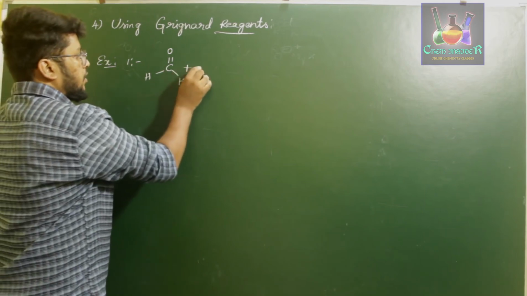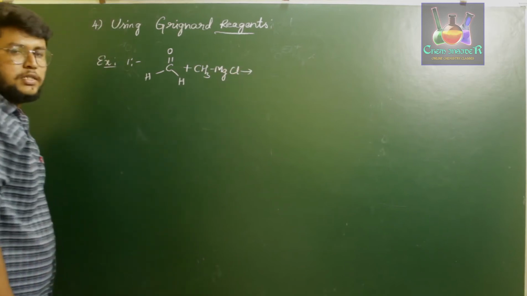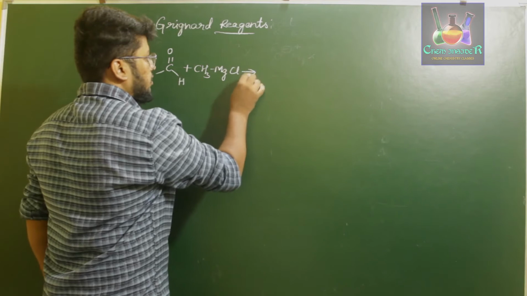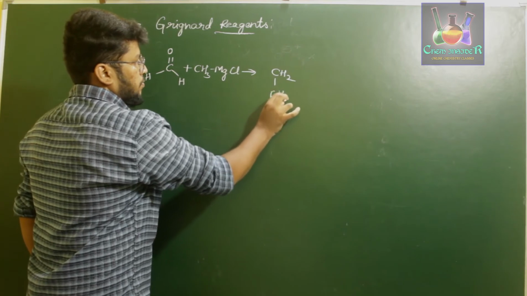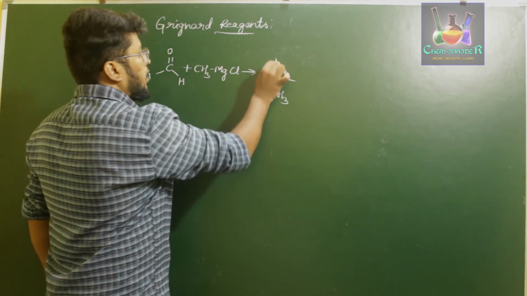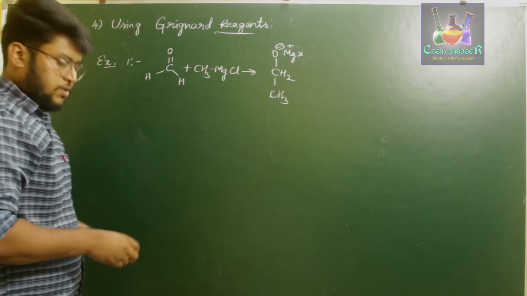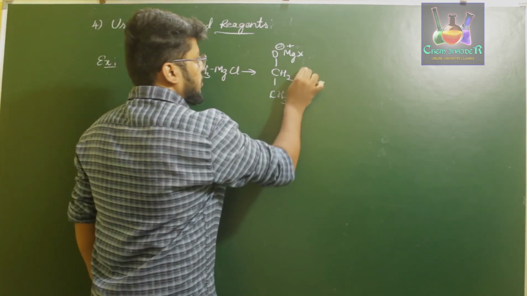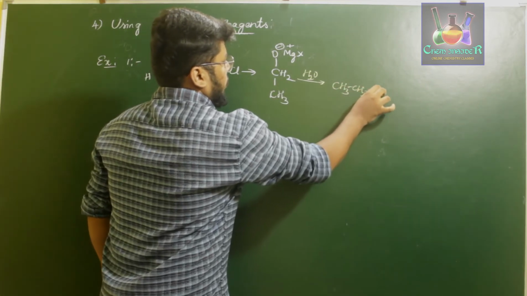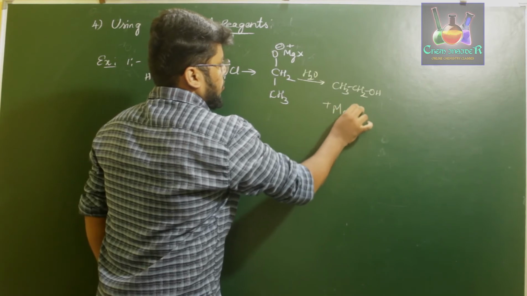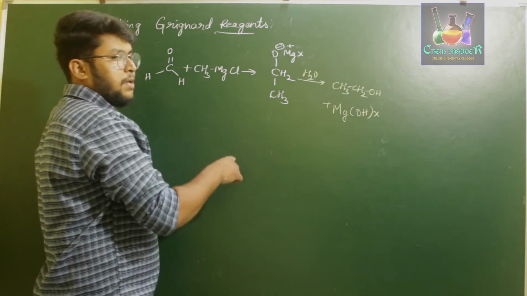So what happens here is, when you treat an example with CH3MgCl, that gives us an adduct, because the CH3 group attacked, and the new CH3 group is present over here, and this O minus with MgX plus charge. Okay, so this on hydrolysis gives us CH3CH2OH plus MgOHX.